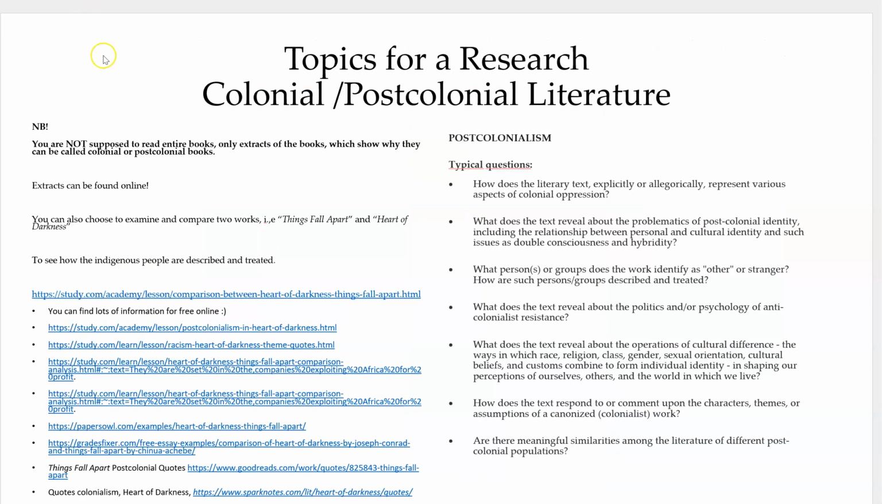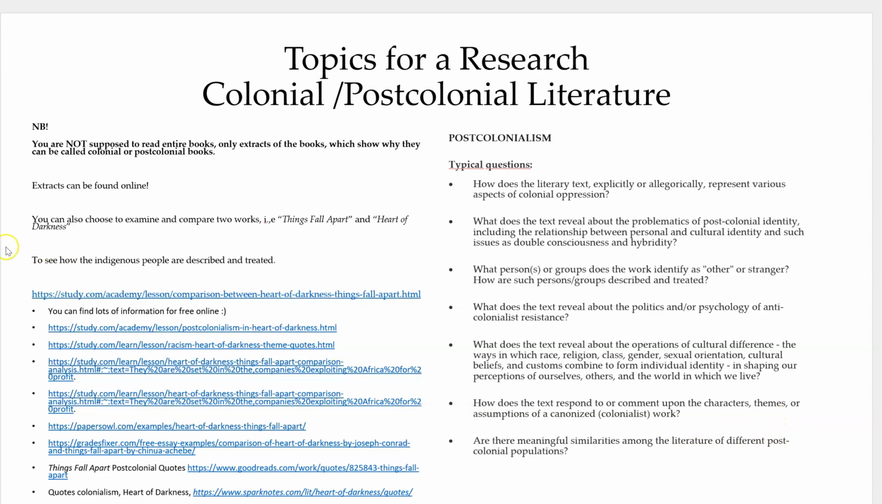So some topics here. Typical questions. How does the literary text explicitly or allegorically represent various aspects of colonial oppression? Or what does the text reveal about the problematics of post-colonial identity, including the relationship between personal and cultural identity, and such issues as double consciousness and hybridity? What person or groups does the work identify as other or a stranger? How are they described? We have cultural differences, and that could be really interesting.